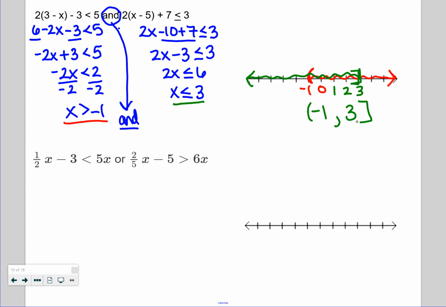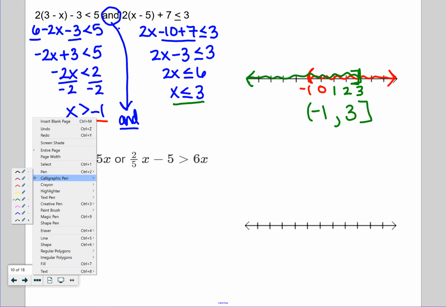Now, what's interesting about this is if I made this an OR statement, my answer would actually be all real numbers because I would have the entire number line shaded. So that would be our special case here. If I had an OR statement, again, the whole number line shaded, my answer would be infinitely many or all real number solutions. Okay, let's try one more.